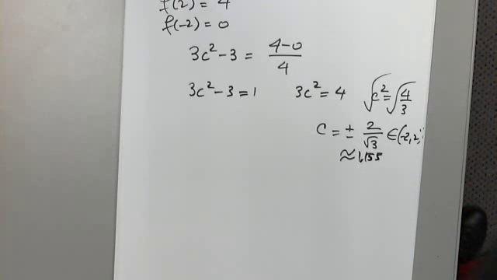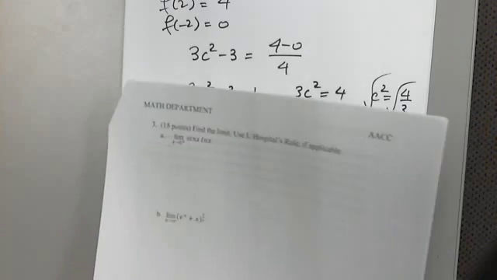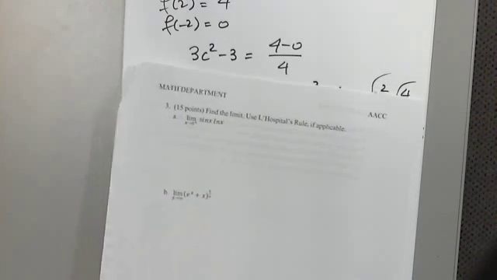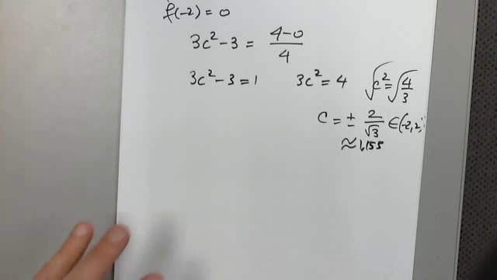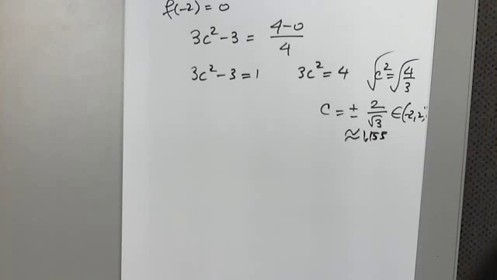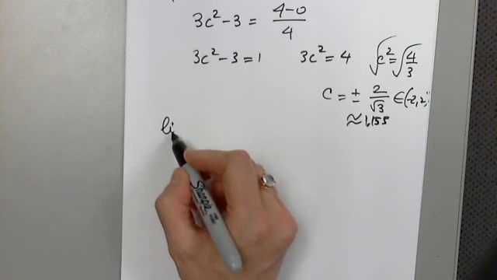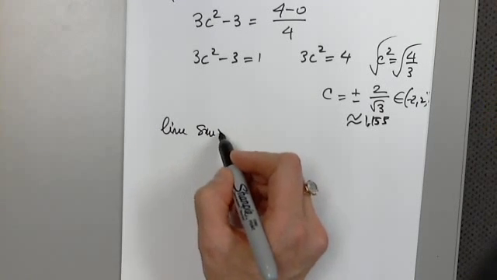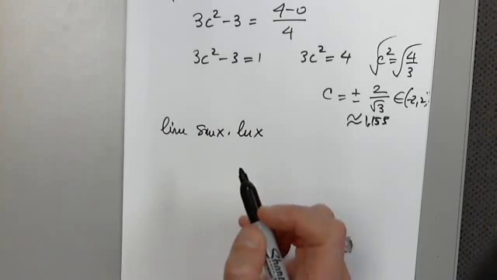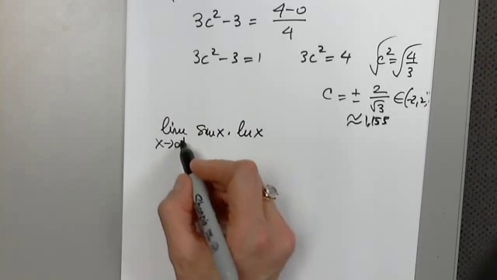Any questions on this problem? Are we okay with it? Yes? Okay. So we're moving on to problem 3, L'Hopital's rule. So we have the limit of sine x multiplied by natural log x when x approaches 0 from the right.